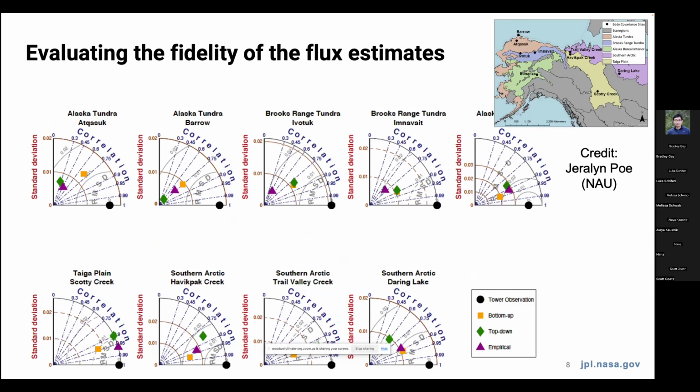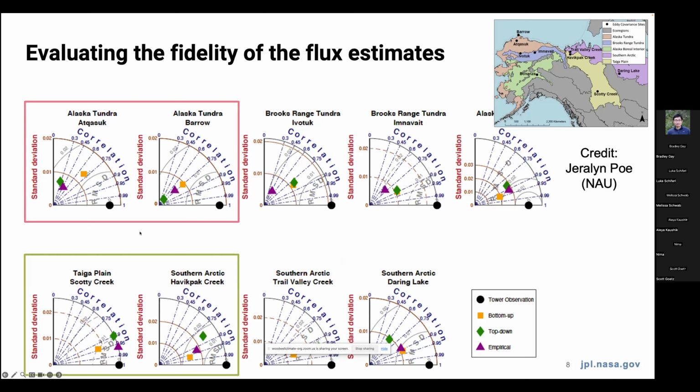We also tried to do some quantitative estimation, looking at the Taylor plots, where you have the standard deviation shown on the axis here, correlation, and then the RMSE shown in the middle here. The black dot is what the tower observations tell us, and then this scatter of the 3 different symbols are for the bottom-up, top-down, and empirical. And this was a good way of just noticing things.